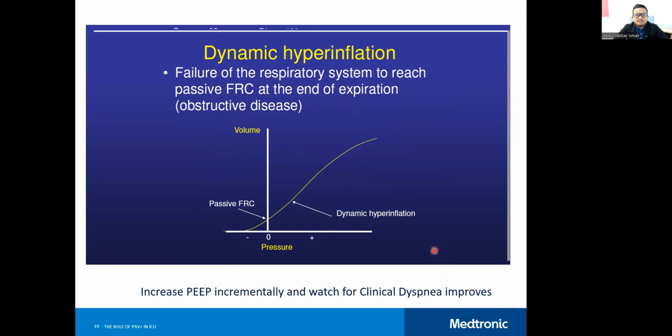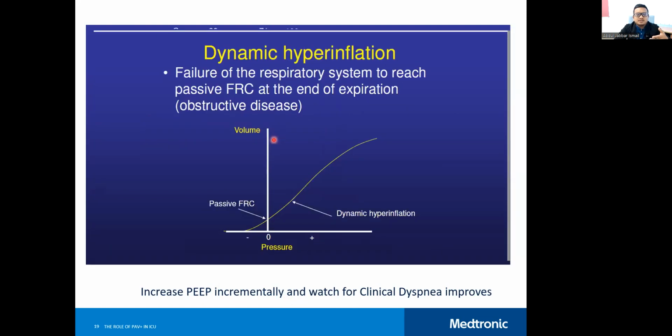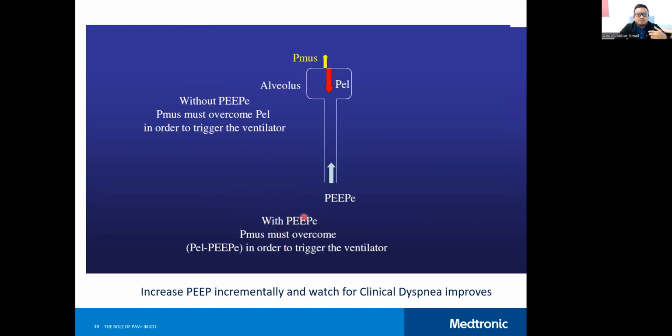So how to explain this? Without extrinsic PEEP, the patient must overcome the auto-PEEP pressure in order to trigger the ventilator. So the patient must go from here to zero and go beyond to have some value for the machine to detect and trigger the breath. But with extrinsic PEEP, the patient must overcome the auto-PEEP minus the extrinsic PEEP in order to trigger the ventilator, because it already brings up the total pressure and opens up the airway, like a waterfall effect, making it easier for the patient to trigger the ventilator.